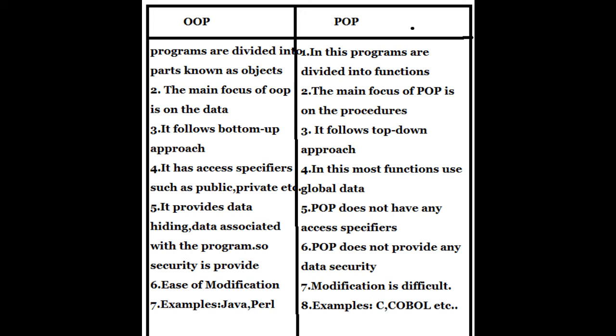In POP, it does not have access specifiers, whereas in OOP, it has access specifiers such as public, private, protected, etc. In POP, it does not provide any data security, whereas in OOP, it provides data hiding as well as data security. In POP, modification is difficult, whereas in OOP, the modification of the program is easy.